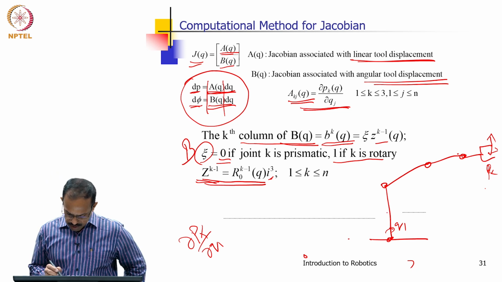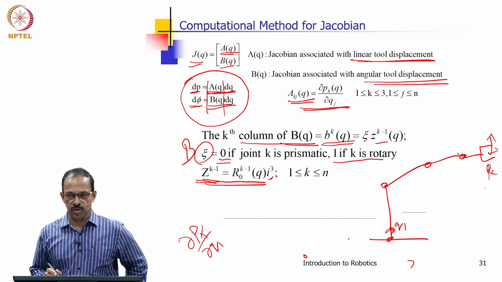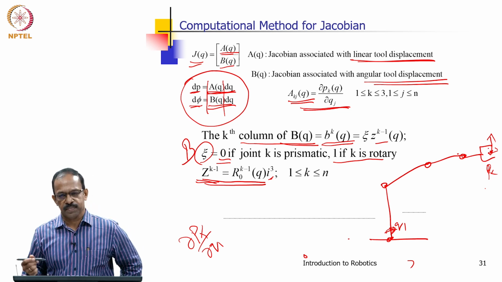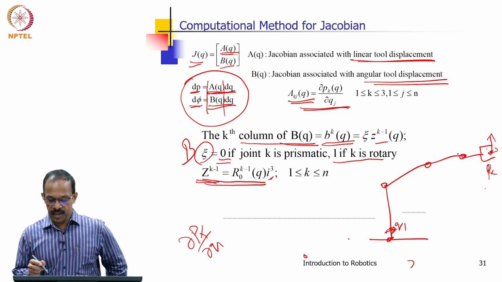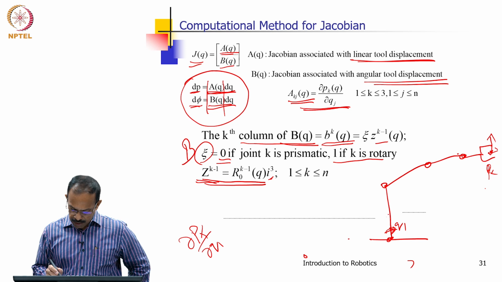Now, the next question is, when this q1 is moving, when this is theta 1 or q1 and it is rotating, what will be the angular velocity of this? That is what we are trying to find out. And it says that if this is rotating, the change in angular velocity will be as per this axis.